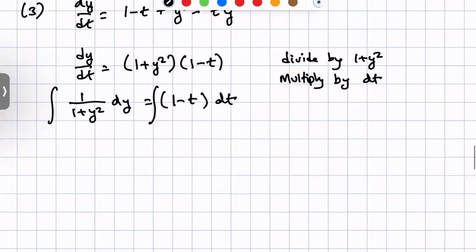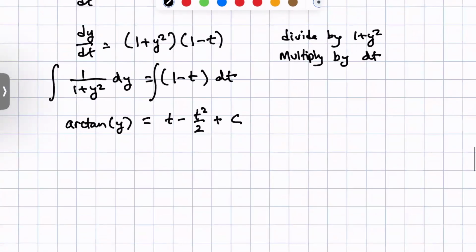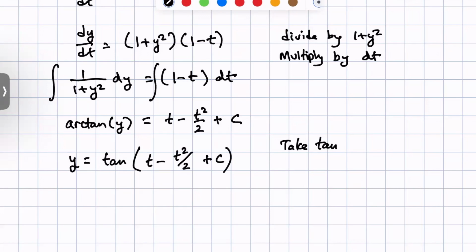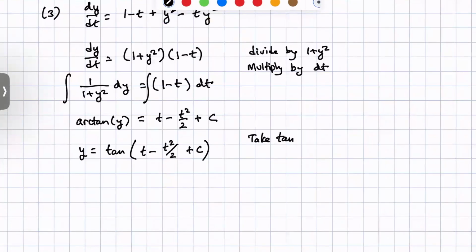And let's see what I get. The antiderivative of 1 over 1 + y^2 is arctan of y. And the antiderivative of 1 - t is t - t^2/2 + c. To solve for y, you just take the tan of both sides. So the tan and arctan cancel each other out, leaving just y. And then I have the tan of (t - t^2/2 + c). So this is a very quick general solution.